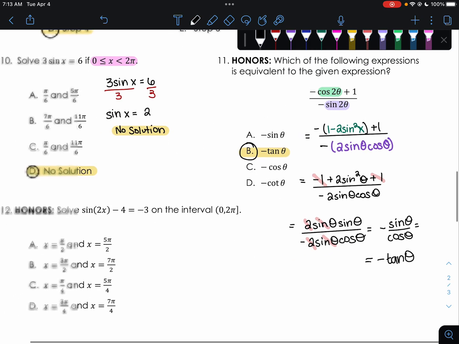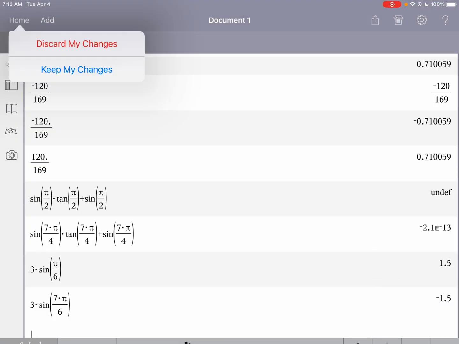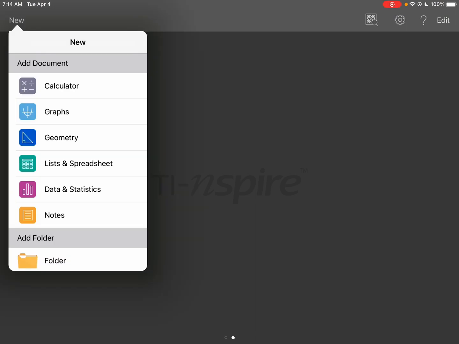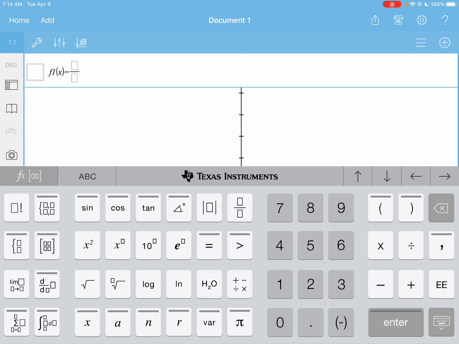If we wanted to confirm this with a calculator, we're going to graph this one. So anytime we're simplifying, we graph. Anytime we're solving an equation, we're using the calculator. So I start with my fraction button. I have a negative cosine of 2x. I'm using x's instead of thetas, plus 1.